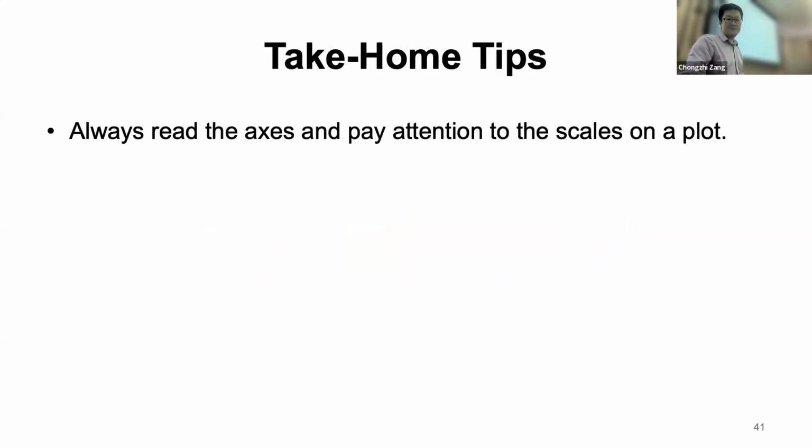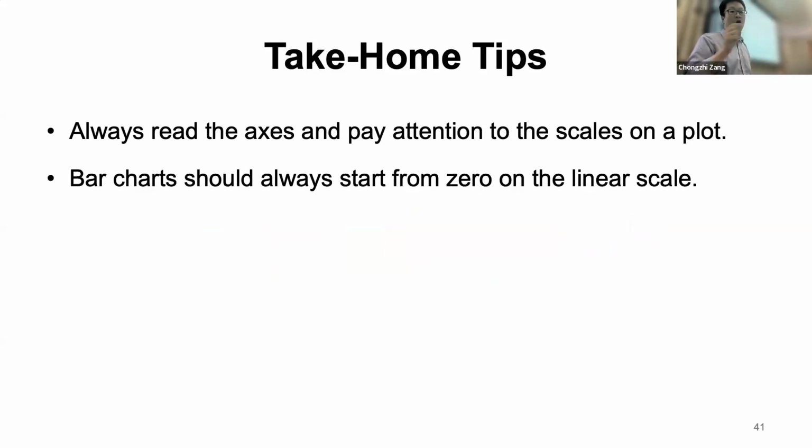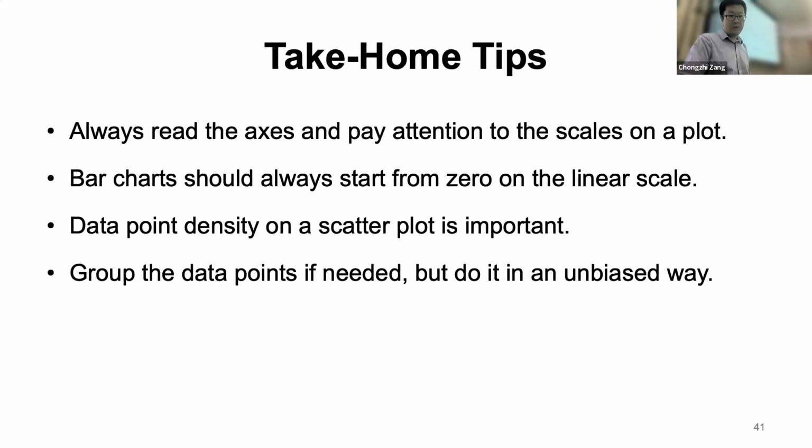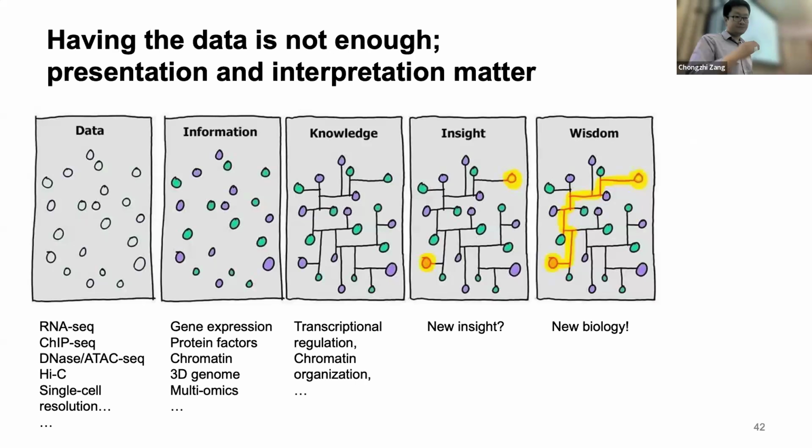Okay, so some take-home messages: always read the axis and pay attention to the scale on the plot. The bar chart should always start from 0. And the bar chart should be on the linear scale, because the height of the bar represents some information for data visualization. And data point density on the scatter plot is important. And finally, you can group the data points if needed, but do it in an unbiased and fair way. So just keep these take-home tips in mind.